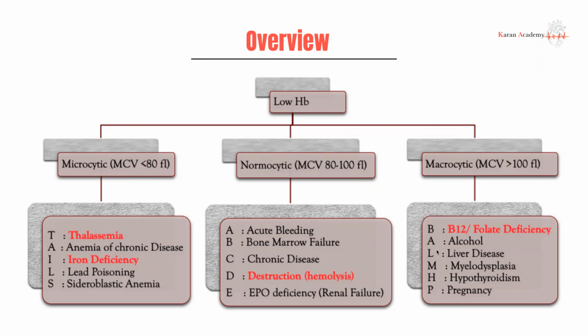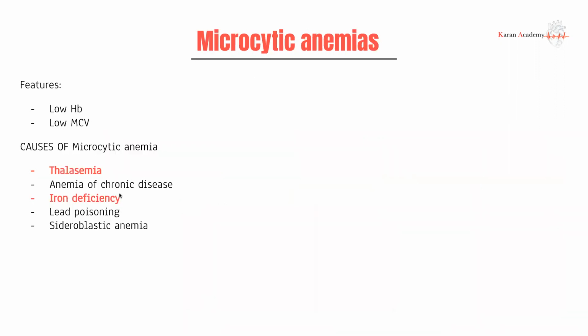You don't need to know all of these, but the ones that are in red are definitely ones you need to know quite a bit about, and we'll talk to them as well. So let's start with the microcytic anemia. So in terms of its features, you'd have a low hemoglobin, relatively straightforward because you're anemic, right? And then you would have also a low MCV. Now the causes, as I mentioned, TAILS or thalassemia, anemia of chronic disease, iron deficiency, lead poisoning, and sideroblastic anemia.